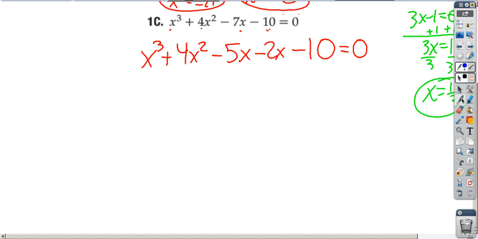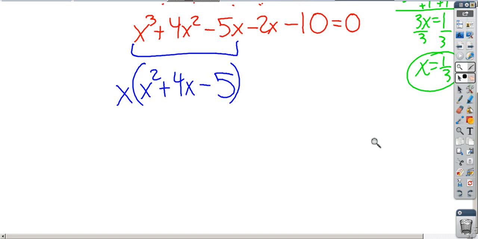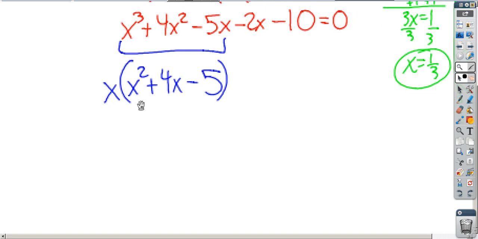Now if we look at this right here, this has a common factor of x. All 3 of those terms. If we pull out an x, divide each of these by x. x cubed divided by x is x squared. 4x squared divided by x is 4x. And then minus 5x divided by x is minus 5. And then we could even factor that further, because this is a trinomial right now.